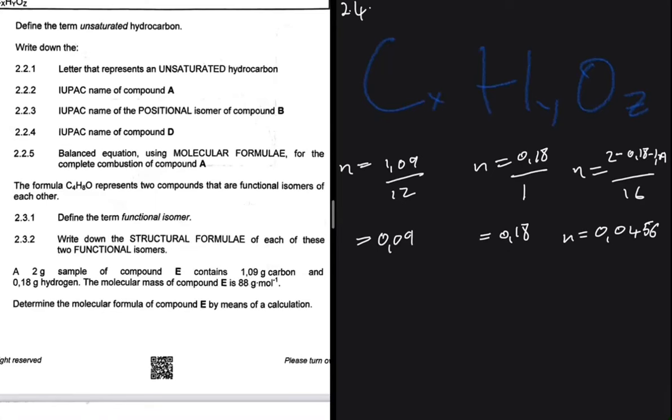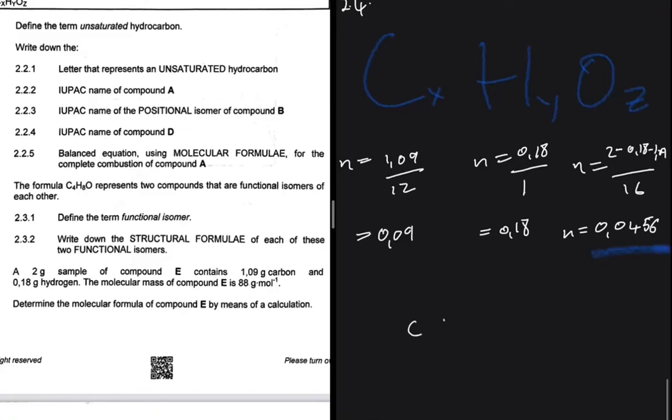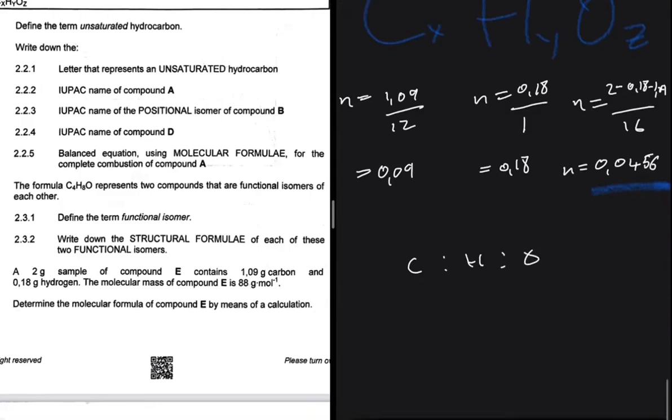The next step is to divide this number of moles by the smallest of the three. The smallest here is 0.0456. So carbon to hydrogen to oxygen is going to be in the following way. Let's go ahead and divide. 0.09 divided by 0.0456, you're going to get 1.97, so we can just take that as 2.